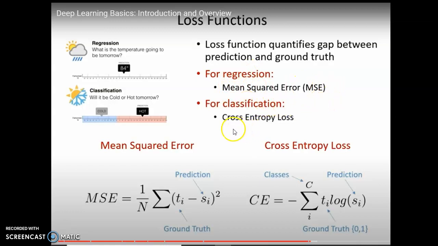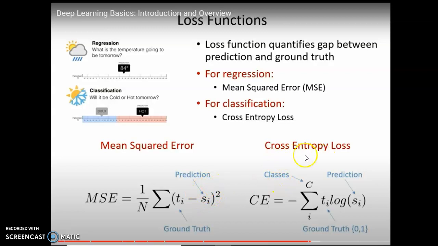For classification, cross entropy loss. Mean square error, MSE, is equal to 1 by n, summation of (Ti minus Si) whole square. Ti is the ground truth, Si is the prediction, so ground truth minus prediction.